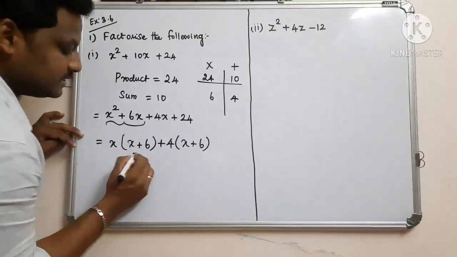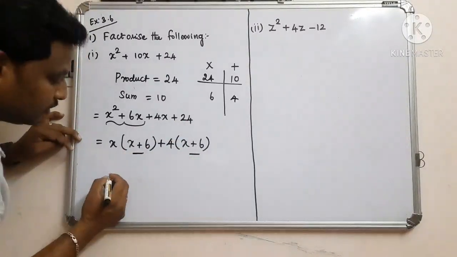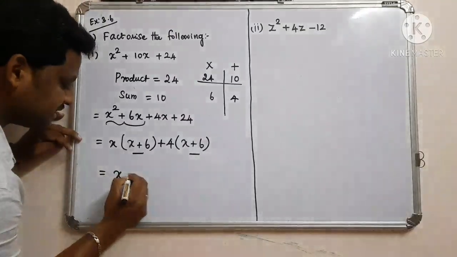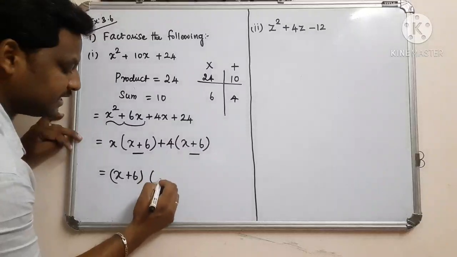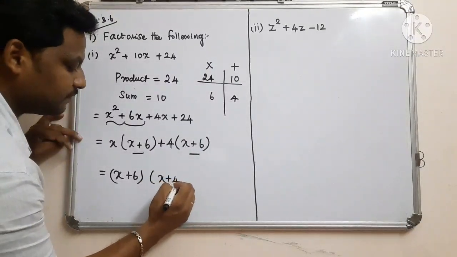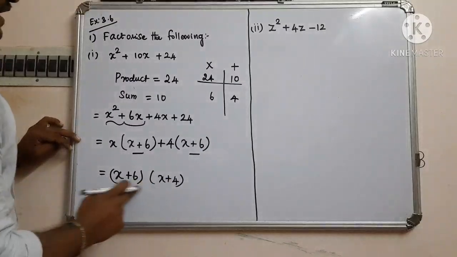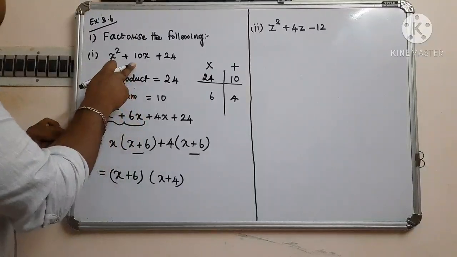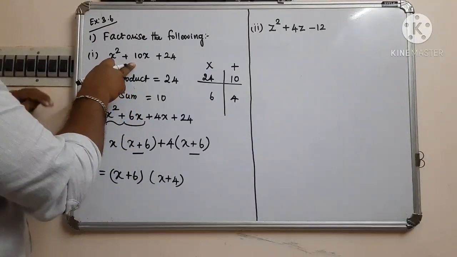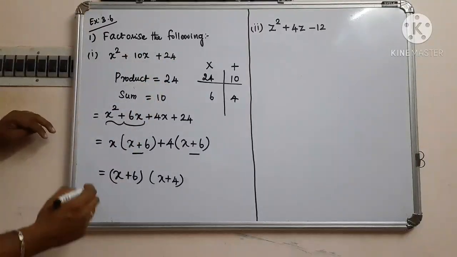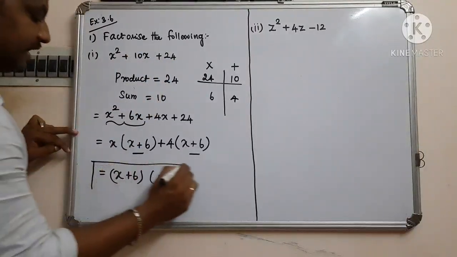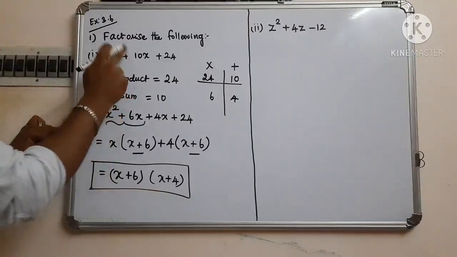Now look at this: x plus 6 is the common term. So x plus 6 is written one time, and the remaining part is x plus 4. So this is the factorization of the given polynomial x square plus 10x plus 24.